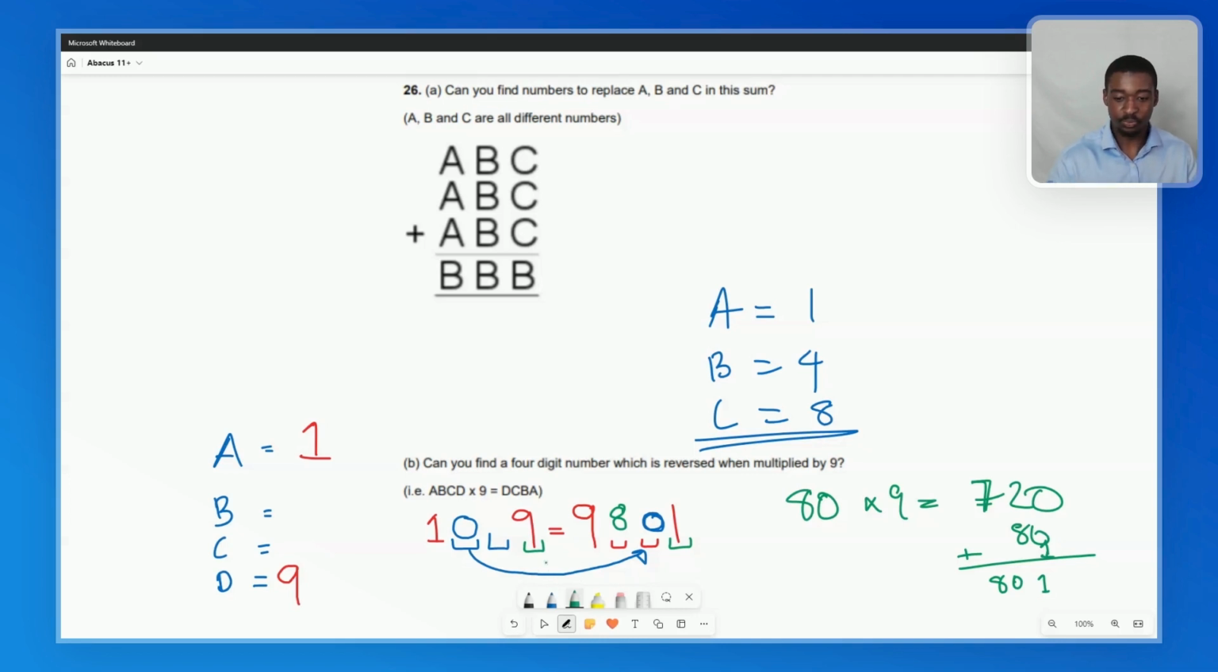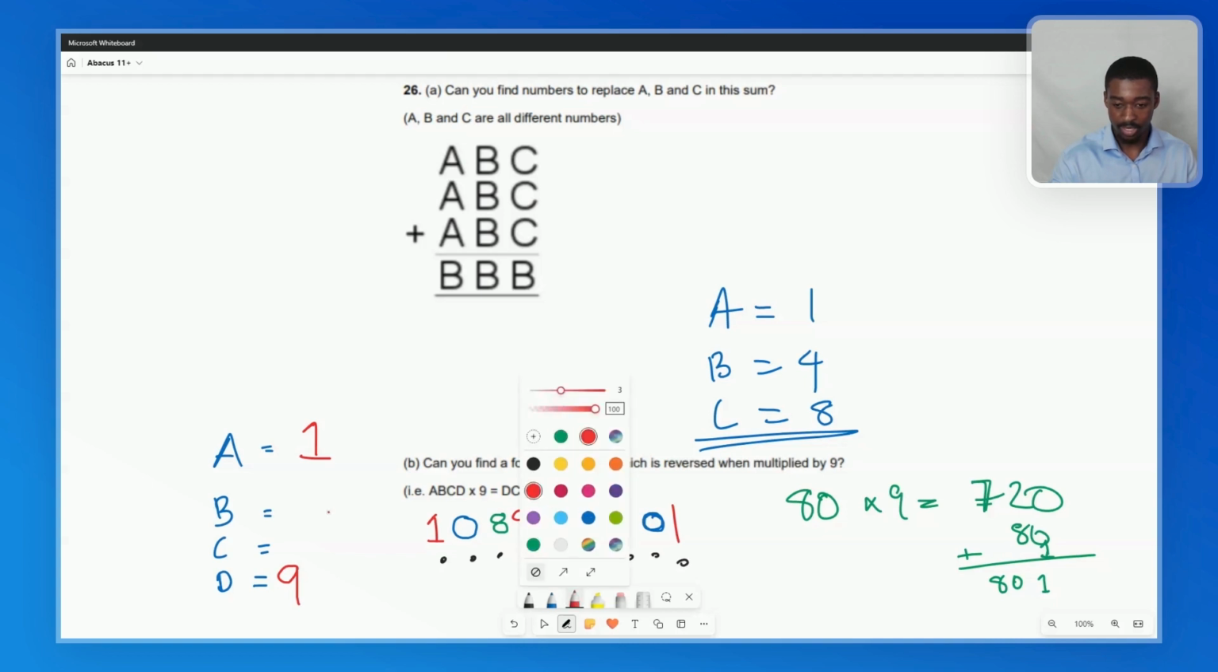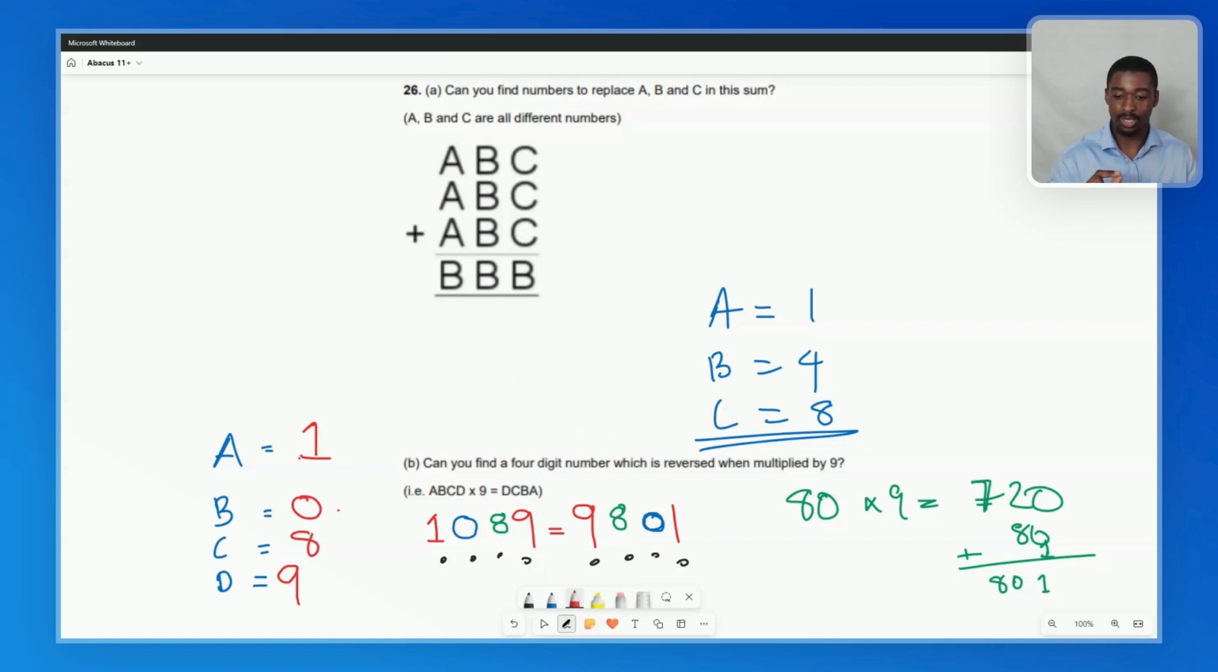But second of all, this shows us that it's going to be an 8 here from the 801. But again, if it's an 8 here, that means C is 8, and it's an 8 here as well. And just like that, we have the numbers reversed. We have 1, 0, 8, 9, 9, 8, 0, 1. So B, back to red, B is 0 and C is 8. So A is 1, B is 0, C is 8, D is 9.